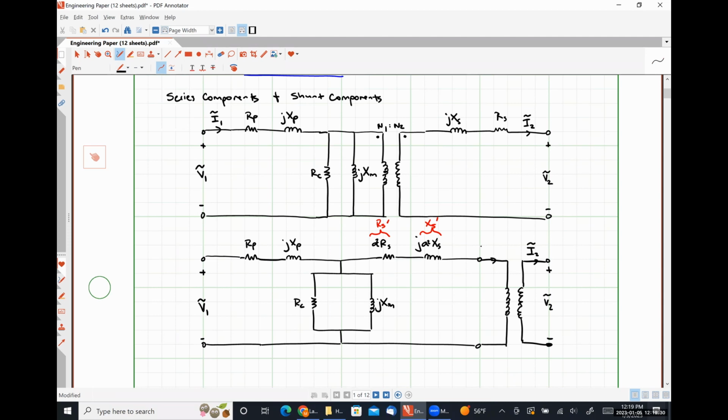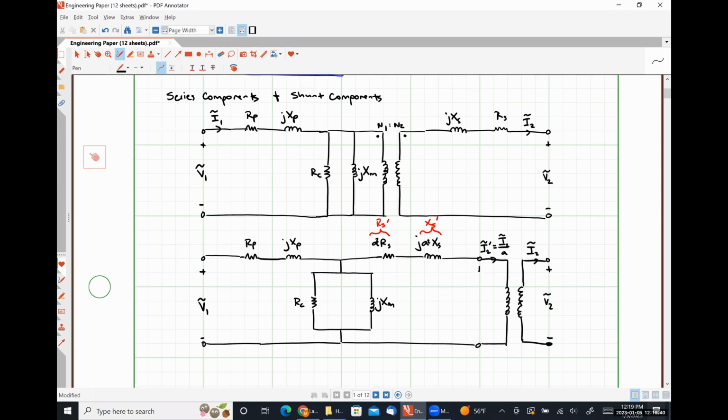A couple of other things here that I can include. We're going to have a current here, I2 prime, that is simply I2 over A. We're going to have a voltage here, V2 prime, that is A multiplied by V2.